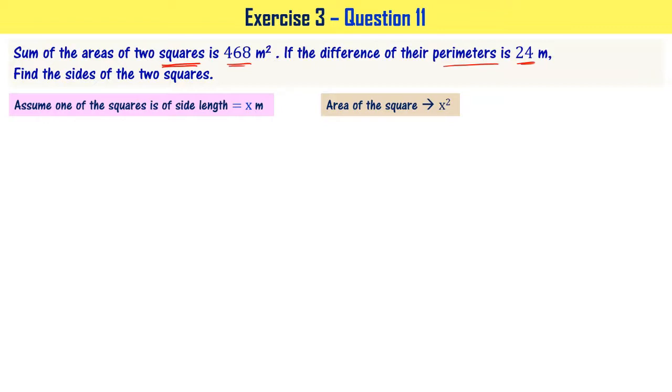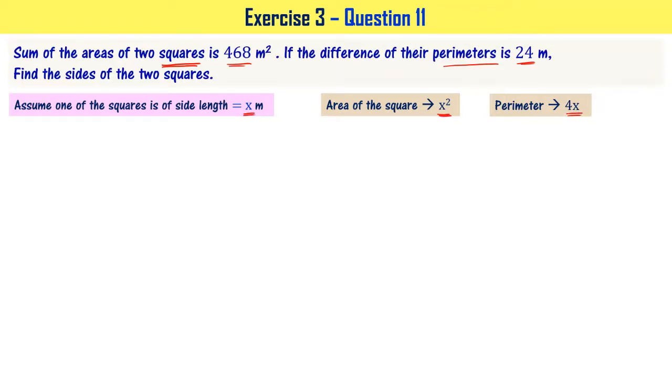Area is going to be x square, right? Sorry, the area is going to be x square, and perimeter is going to be 4 times x, right? If the side length is x, area is going to be x square and perimeter is going to be 4x, right?